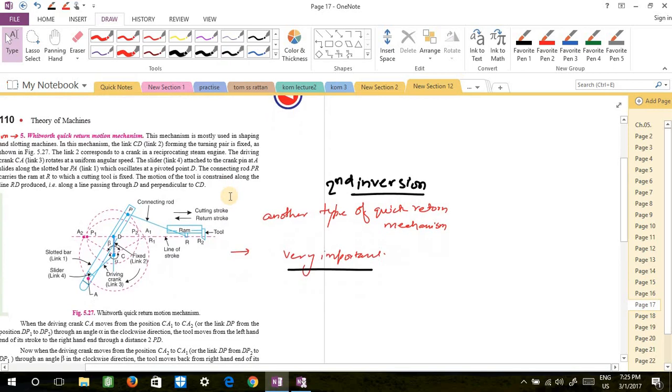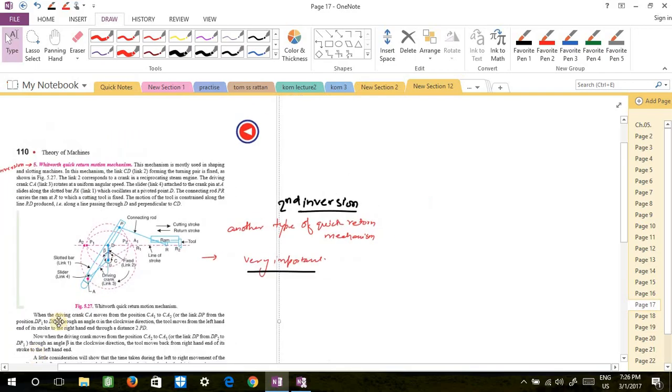Both the Whitworth quick return and the crank and slotted lever mechanism are used in shaping and cutting. Both are used for cutting and slotting. It has been explained in the notes also. You will study it from here only, from R.S. Khurmi.